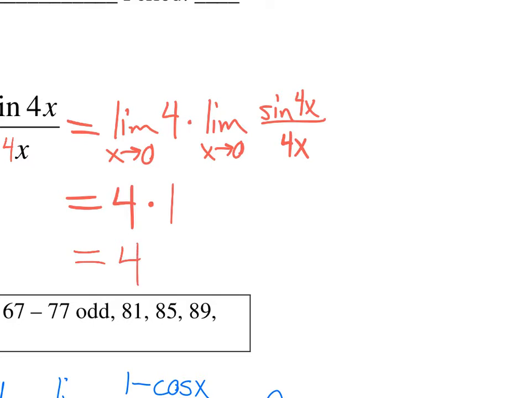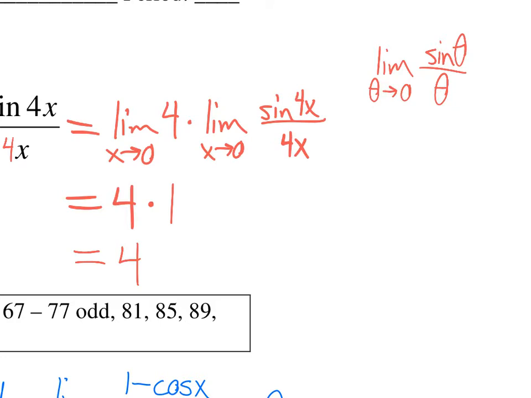Okay? And if you think about it, it's the limit as theta approaches 0 of sine of theta over theta, here theta just happens to be 4x. Right? Do a little substitution there.